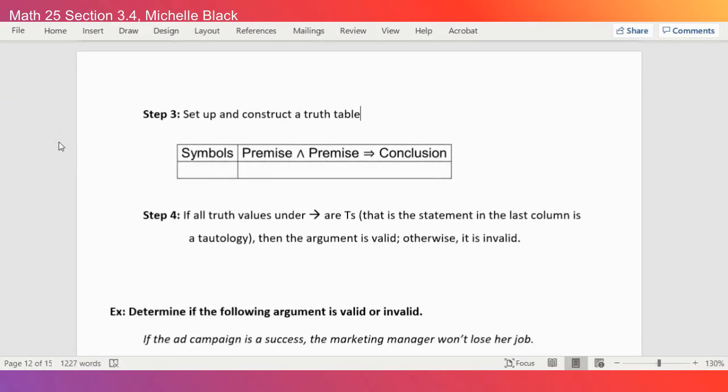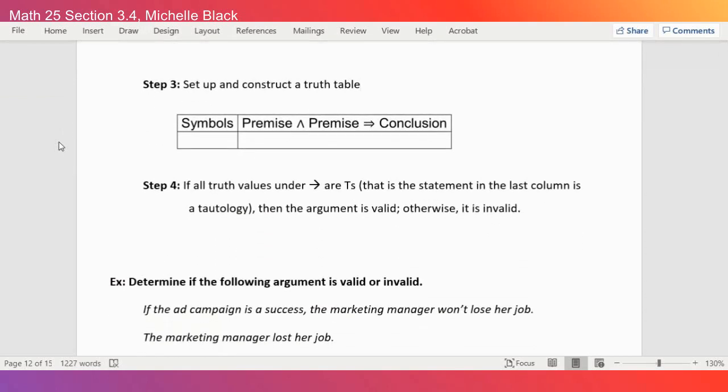All right, step 4: if all truth values under the conditional are true, that is, the statement in the last column is a tautology, remember that from section 3? If the column you're looking at is all truths, then that would make it a tautology. That's the case where we consider our argument to be valid. If we do not have all truths in our last column, we'll call the argument invalid.